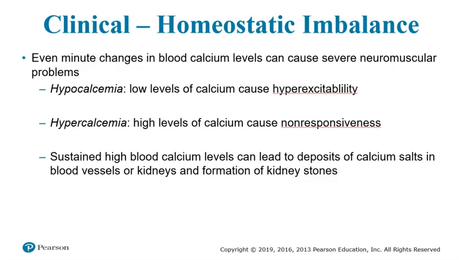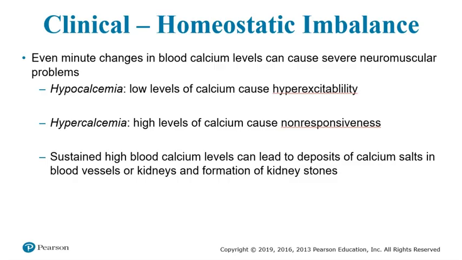If blood calcium levels rise above or fall below that narrow range that we just discussed, it can create some very serious problems for the body. Hypocalcemia, which is the condition where blood calcium falls below 9 milligrams per 100 milliliters of blood, can cause muscles as well as the nervous system to be overly sensitive to stimuli. That means that the muscles will contract or the nervous system will fire at inappropriate times. We refer to this as hyperexcitability.